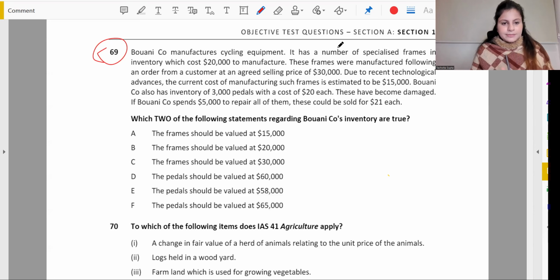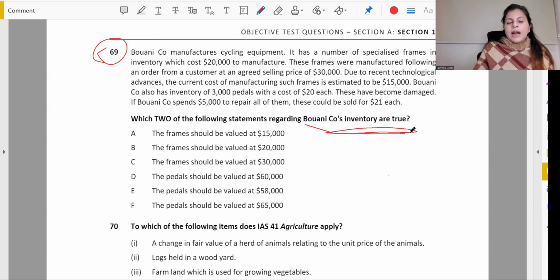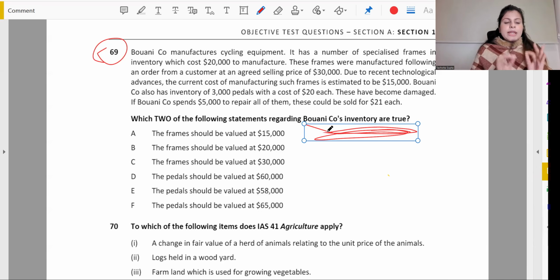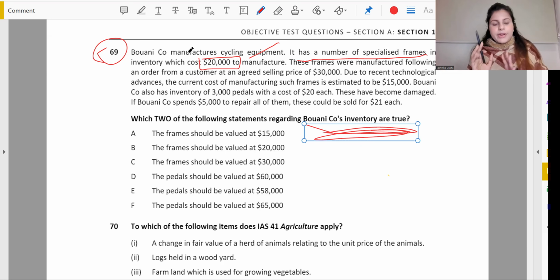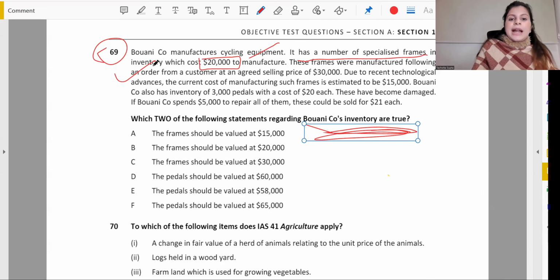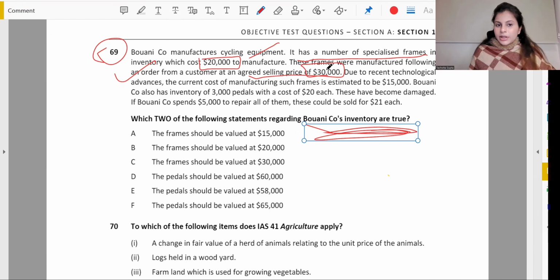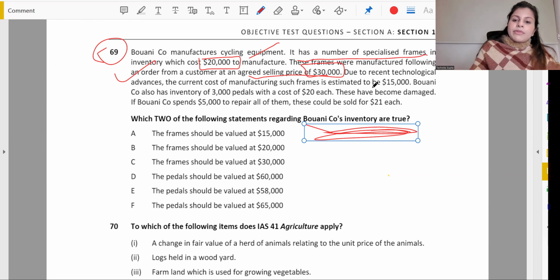Come on, quickly. Which two of the following statements regarding Boyne Company's inventory are true? Boyne manufactures cycling equipment. It has a number of specialized frames in inventory which cost 20,000 to manufacture. So my cost of inventory is 20,000. These frames are manufactured following an order from a customer at an agreed selling price of 30,000. Due to recent technological advances, the current cost of manufacturing is estimated to be 15,000.